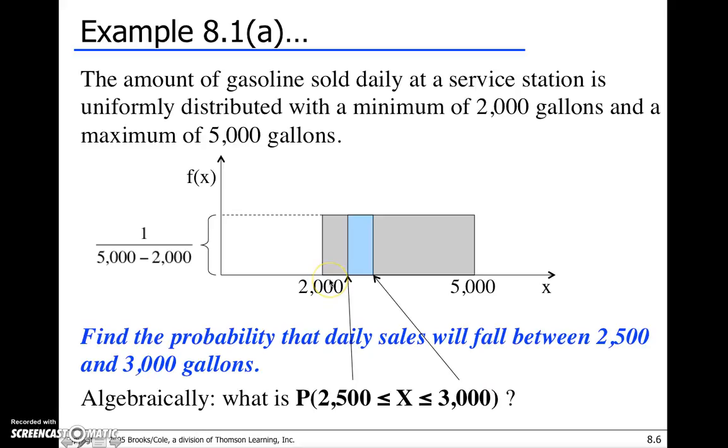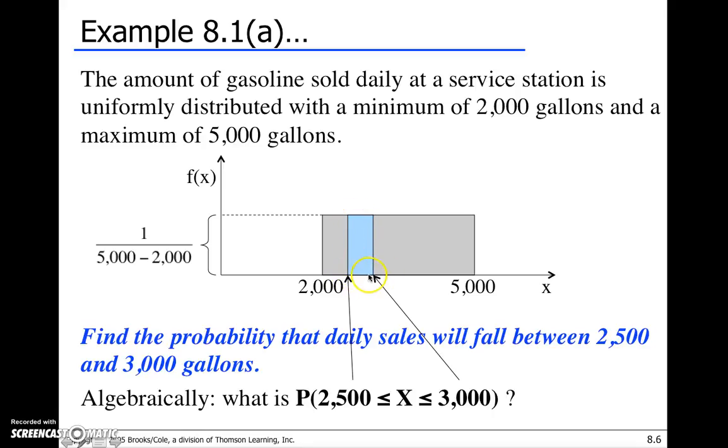It shows that a is equal to 2,000, b is equal to 5,000. And this point here is roughly 2,500 and here is roughly 3,000. So this is the area we're interested in, the area shaded in blue here. How to find this area? This is going to be the probability.